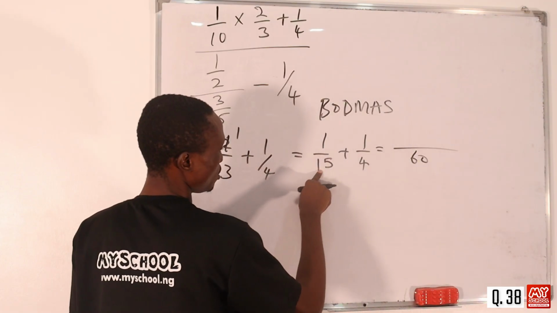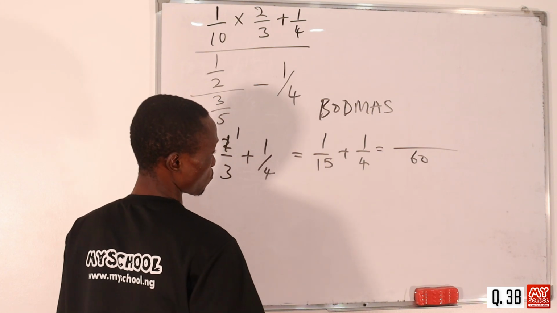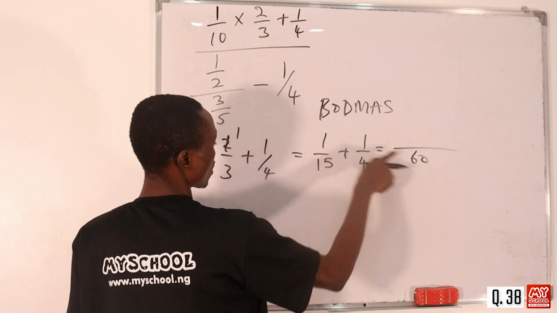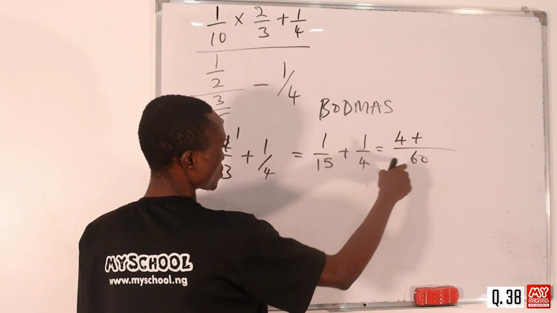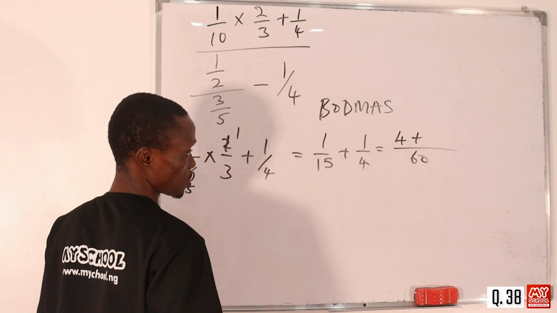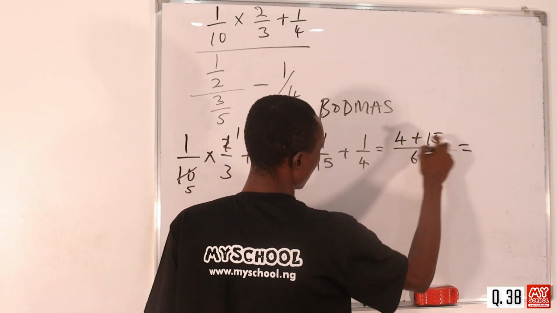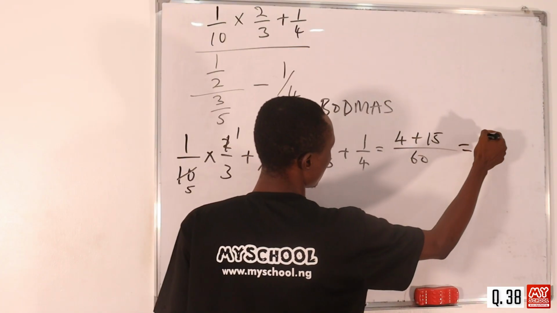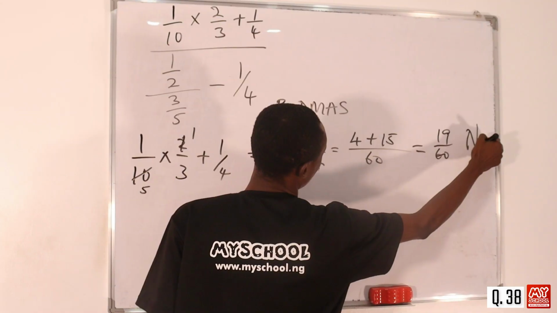So 15 into 60 is going to give us 4. So 4 times 1, we'll have 4. Then plus, 4 into 60 is going to give us 15. So 15 times 1, that will be 15. So if we add the numerator, we'll have 19 over 60, okay, for the numerator.